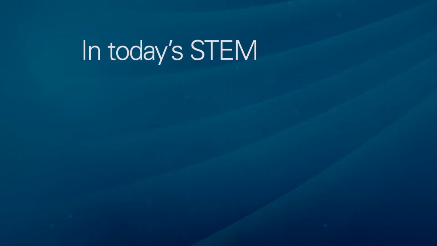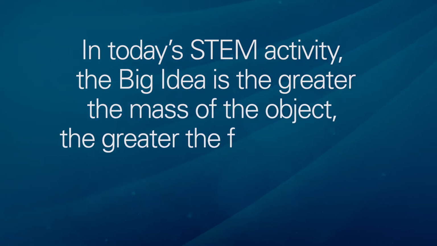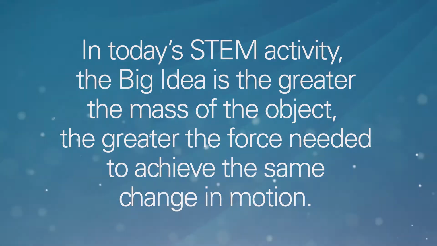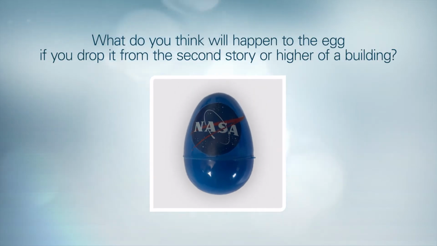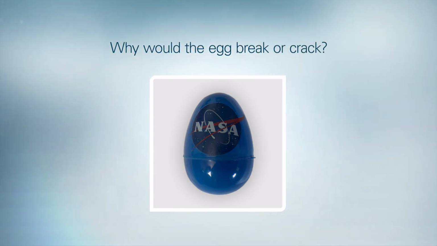In today's STEM activity, the big idea is the greater the mass of the object, the greater the force needed to achieve the same change in motion. In today's activity, we will use an egg as our astronaut. What do you think will happen to the egg if we drop it from a second story or higher of a building? What forces are acting on the egg when it drops from a building? Why will the egg break or crack?